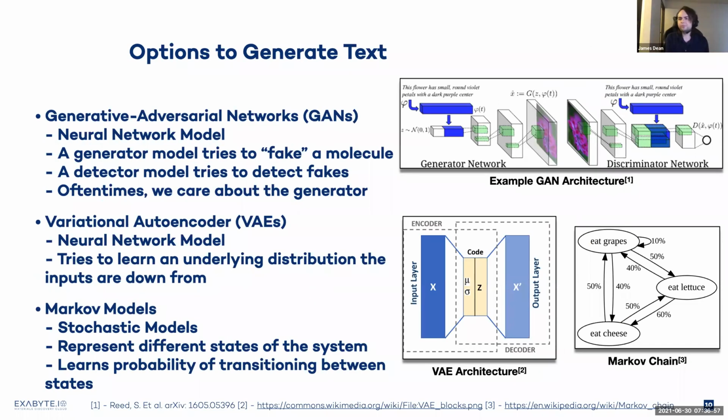So okay, now that we have a text representation of a molecule, let's start thinking about how we can generate new molecules. And there's quite a few options out there. One of the more well-known ones is the Generative Adversarial Network, also called a GAN. A GAN is a neural network model, and it's really two neural networks that are competing against one another. That's the adversarial part.